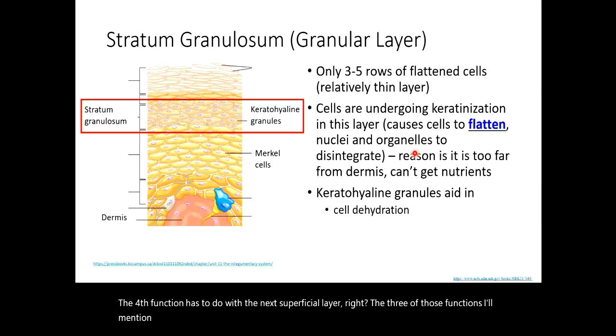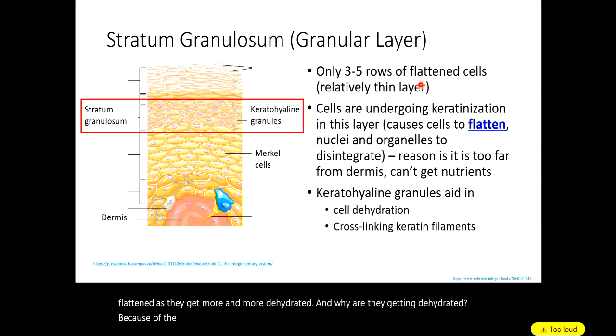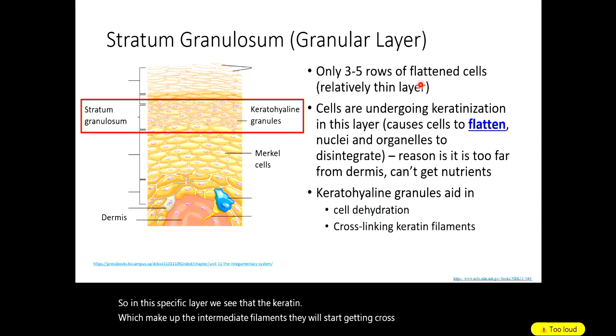Firstly, it leads to cell dehydration, which is why we see that the cells are getting flattened as they get more and more dehydrated. And why are they getting dehydrated? Because of the keratohyalin granules. There's also cross-linking between the keratin filaments. So in this specific layer, we see that the keratin filaments, which make up the intermediate filaments, will start getting cross-linked with one another.